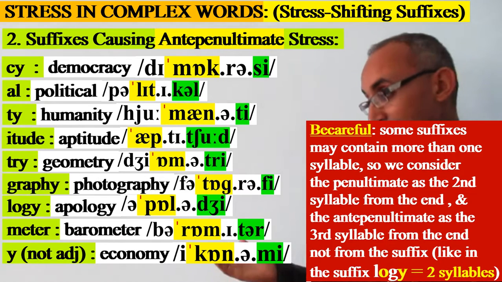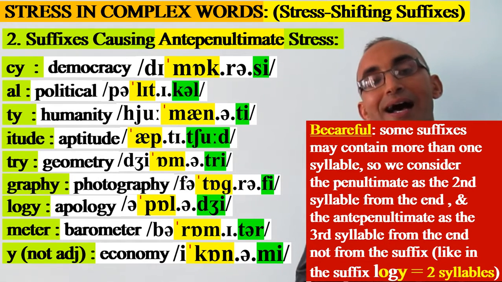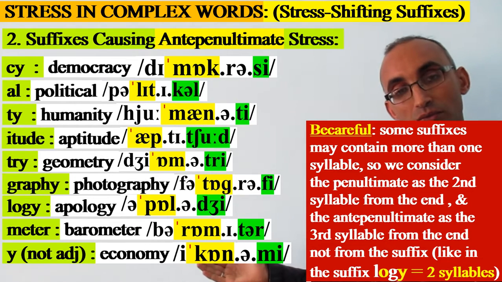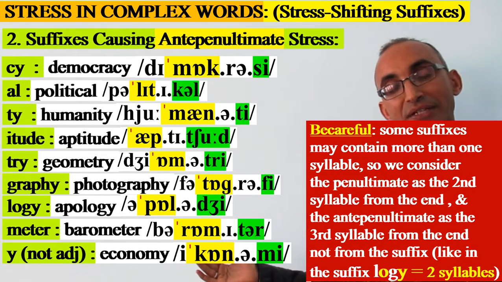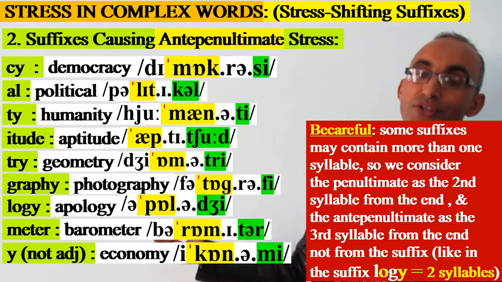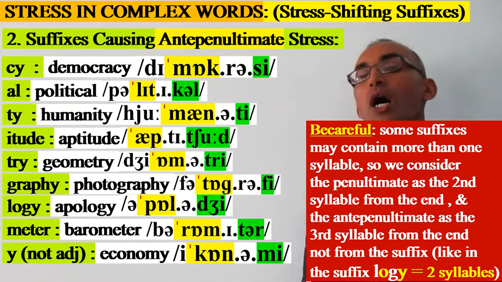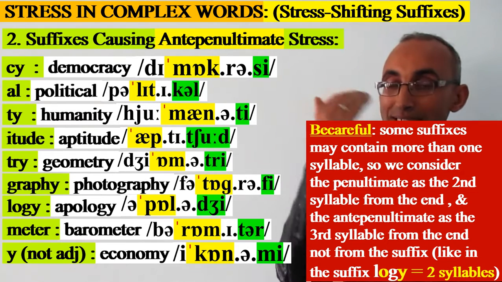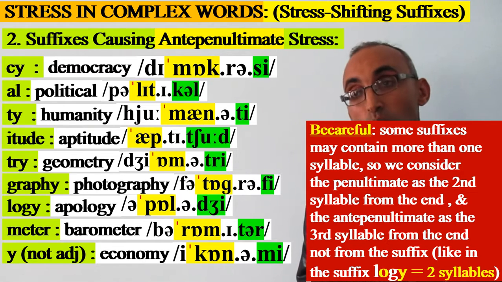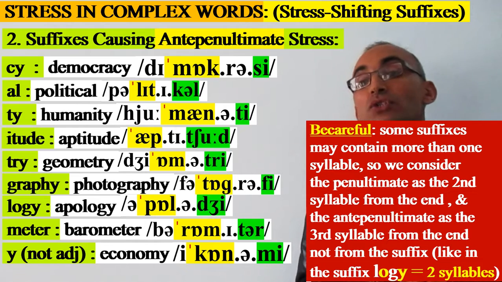These are the cases we have seen here, in this first list of endings that cause anti-penultimate stress. Clear? Example: the vowel with its consonant if it exists. Clear? Not what comes before it, and the third one before it is stressed. Clear?